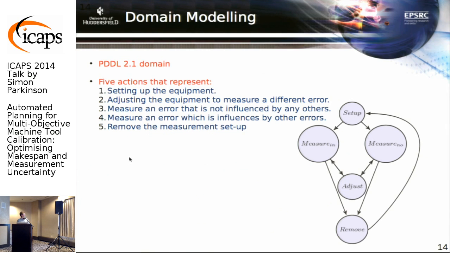Our domain is a PDDL 2.1 domain, and it has 5 actions, and we take the view of accounting for it from the instrumentation's point of view. So what are we doing with the instrument at the time? It can be set up, measured, adjusted and removed. We've got 2 measure actions because one of them accounts for multiple measurements where the uncertainty propagates through them, and one of them is where there's no propagation.